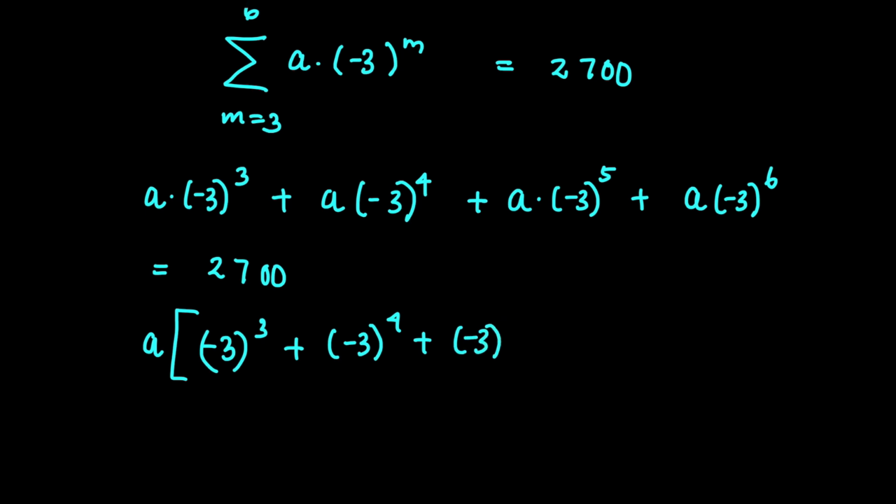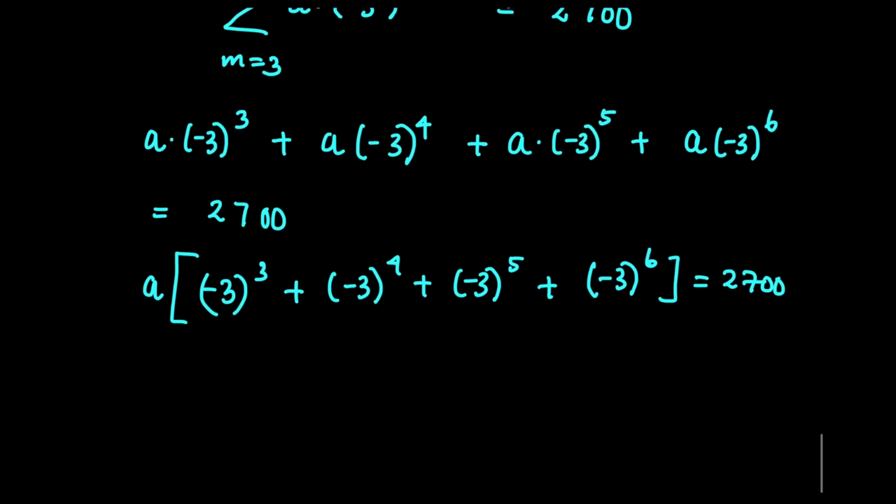Wow, that looks like a weird 5. Plus minus 3 to the 6th. Okay, 1, 2, 3, 4. So 6 minus 3 plus 1. Okay, great. This should equal 2,700.